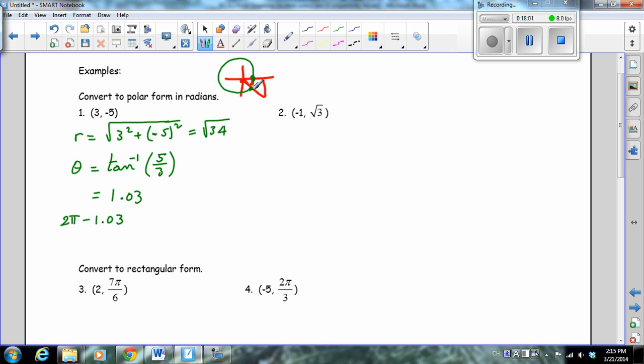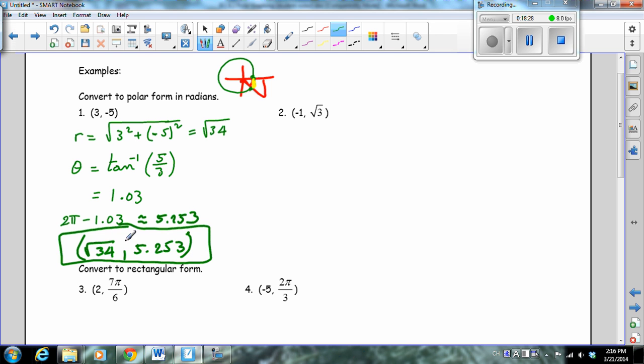So 2 pi minus this reference angle, the reference angle is what I'm making yellow right now, will give you your angle. So your final answer will be approximately 5.253. So your coordinates will be square root of 34, 5.253. And that is your final answer.